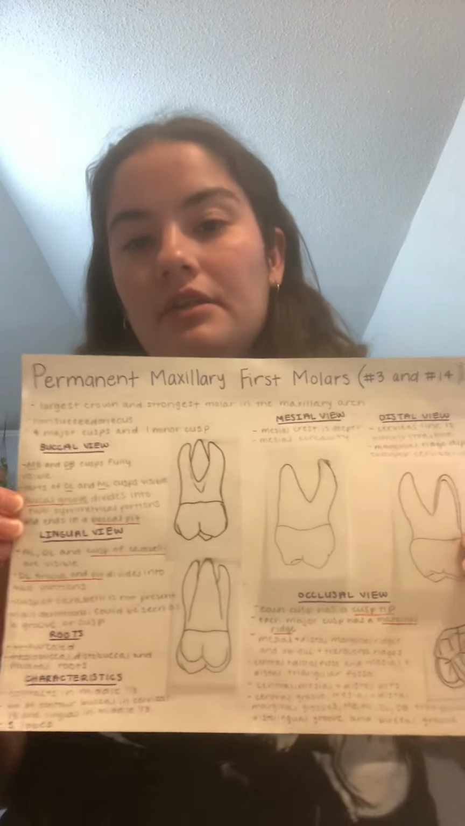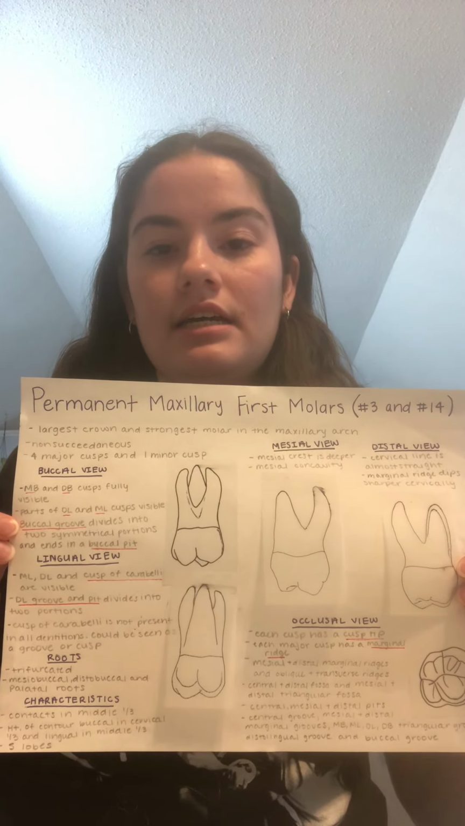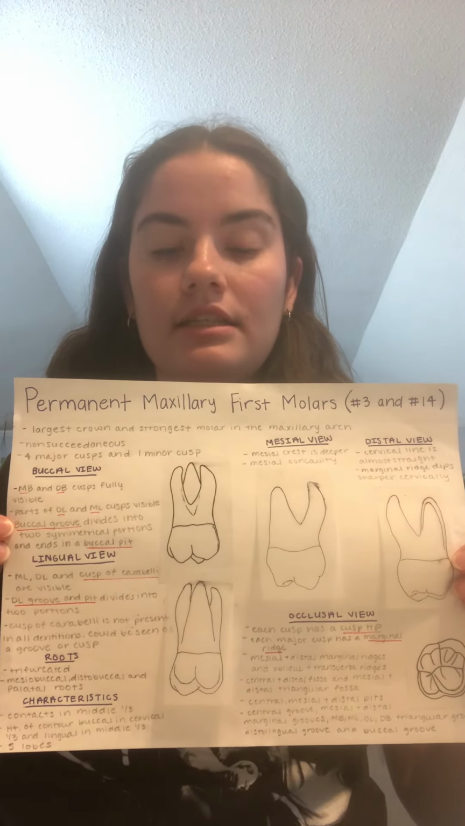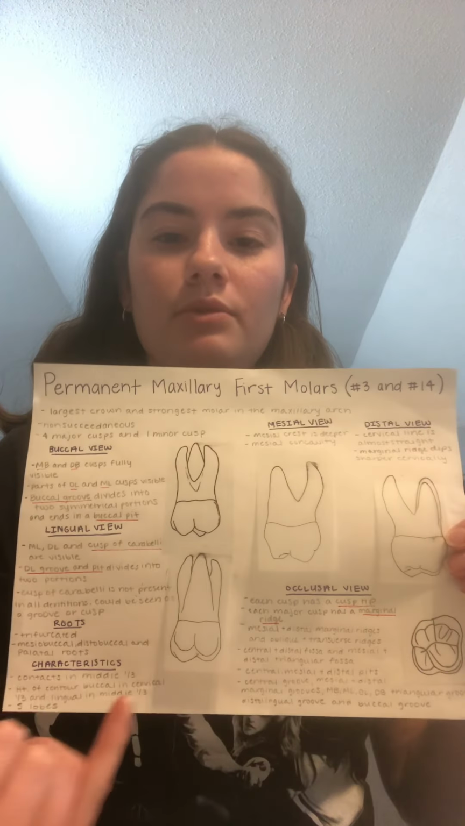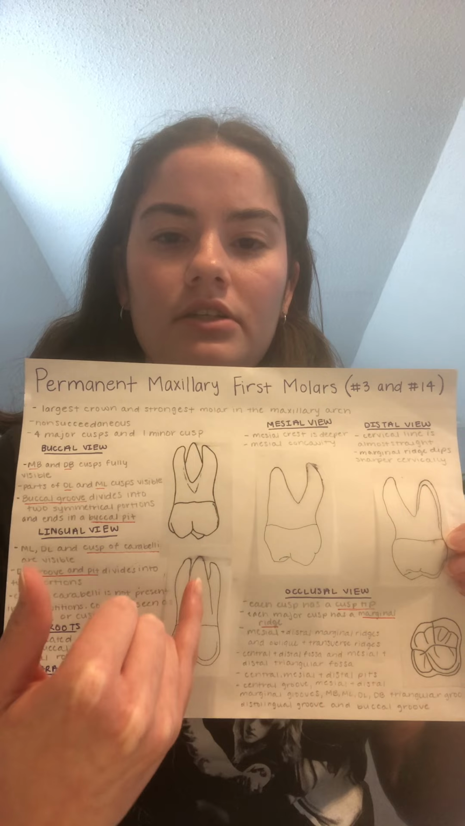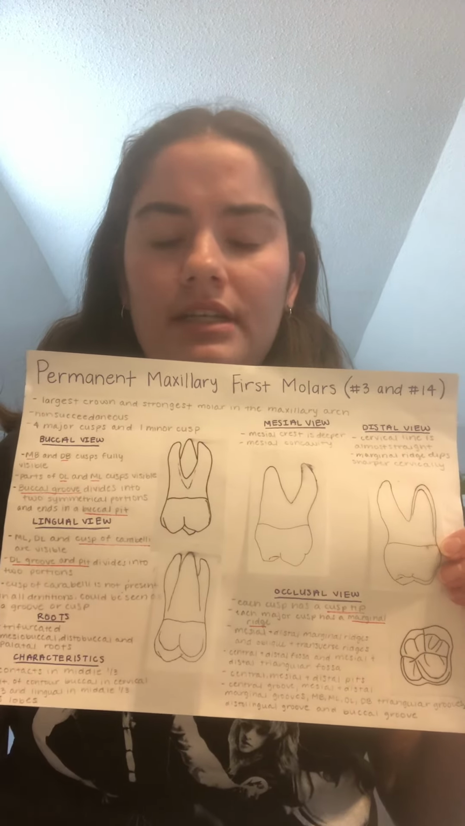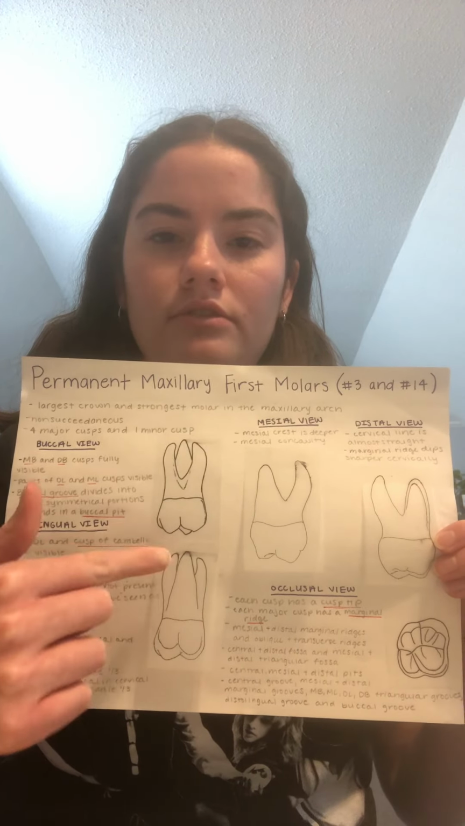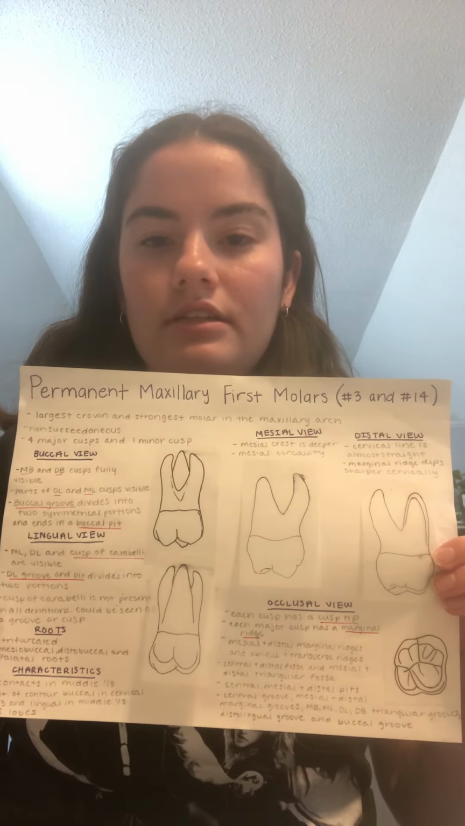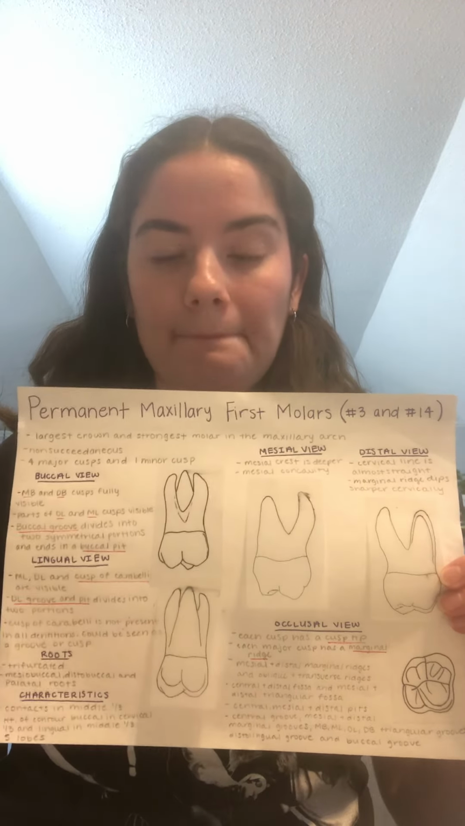When you look at the tooth from the buccal view, you'll notice that you can see the mesiobuccal cusp and the distobuccal cusp. You can see a portion of the mesiolingual cusp and a little bit of the distolingual cusp from this view, but not a lot. You'll notice that there's a buccal groove too that divides the tooth into two symmetrical portions, and that groove ends in a buccal pit.